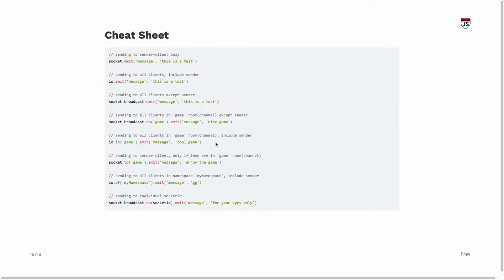Any questions about sockets so far? I just wanted to be super clear on what is being sent from where. Yeah. What's the difference between .to and .in? So .to is a function that's available on socket objects or on socket.broadcast objects, but .in is available only on IO. But they basically do the same thing. They do the same thing, yeah.